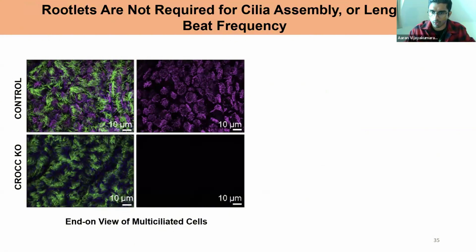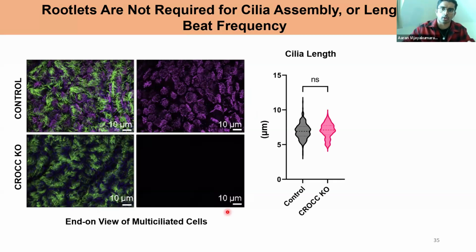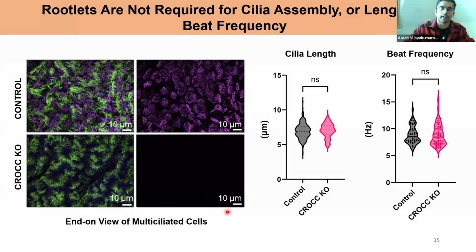So to understand the role of the rootlets, we generated a CROC knockout cell line thanks to Chris using CRISPR-Cas9, followed by clonal selection to generate a single knockout population. And what I found was that the multiciliated cells differentiated normally, suggesting that they are not essential for ciliary assembly and stability. And this is very different to what has been shown in primary ciliated cells. We also found that the CROC knockout cells exhibit similar ciliary length relative to the controls, as well as similar beating frequency.